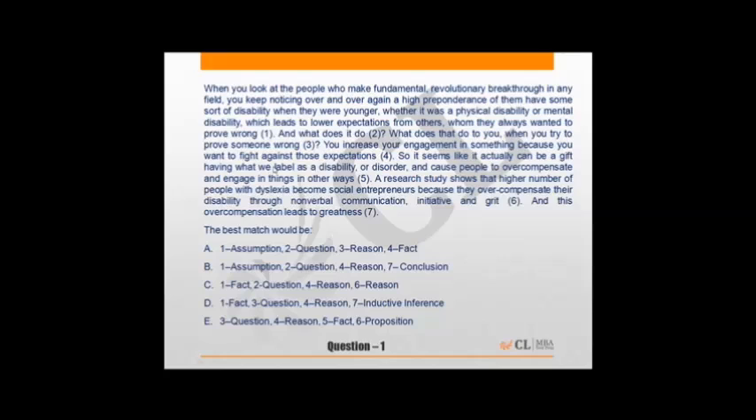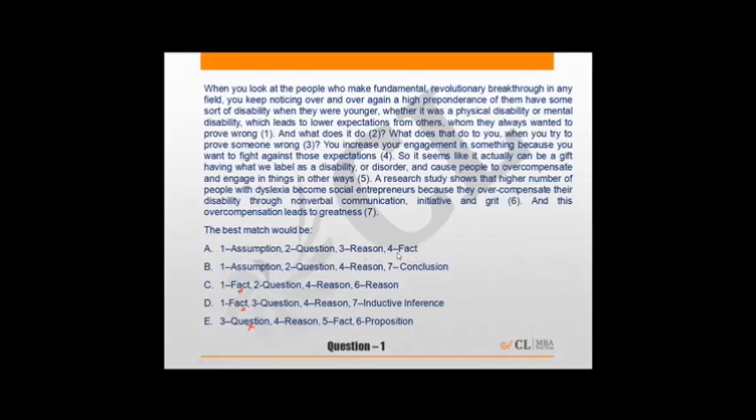So clearly statement 1 is an assumption. This eliminates options C, D and E. Now we're left with options A and B. The second statement in both the options is a question, so it cannot help us choose one over the other.